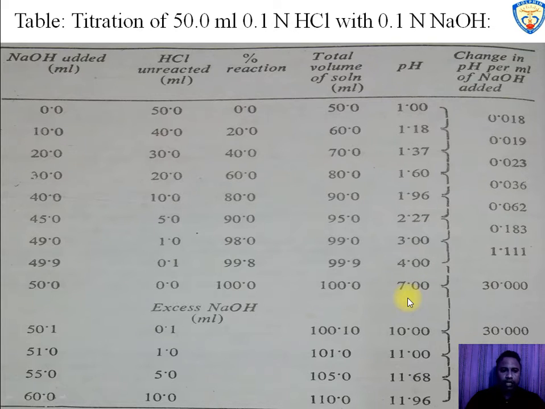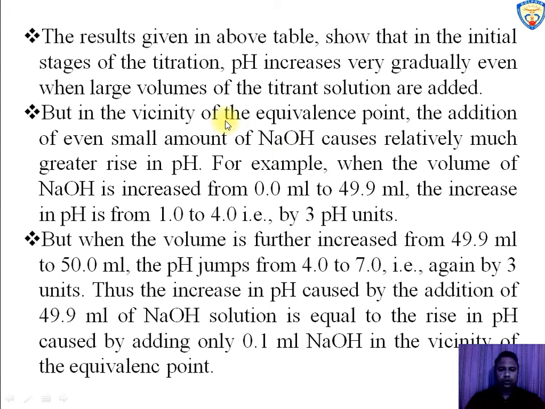At this point all HCl has reacted and there is no HCl. Then after adding 50.1 ml NaOH, there is 0.1 ml NaOH in excess. At this stage pH is 10. The result in the table shows that when we add 0 ml to 49.9 ml NaOH, pH increases gradually from 1 pH to 4 pH, that is by 3 units.